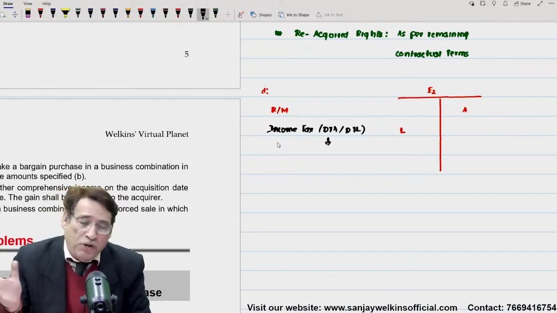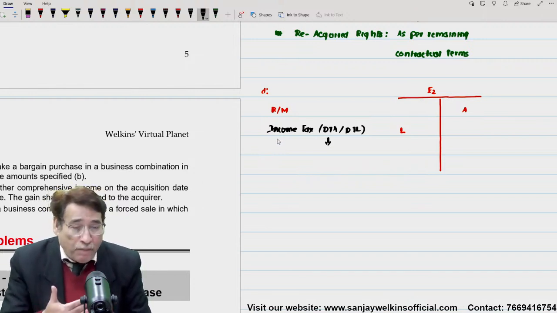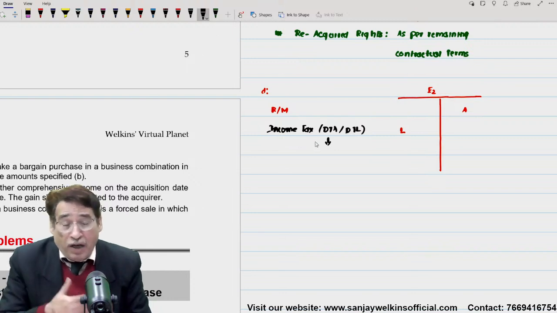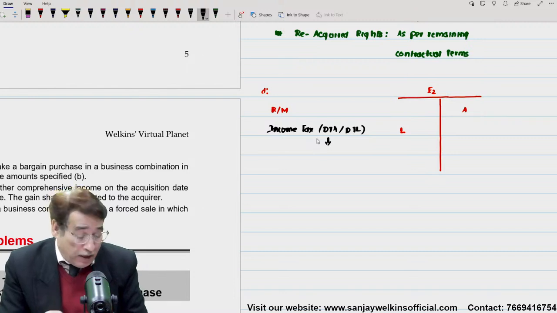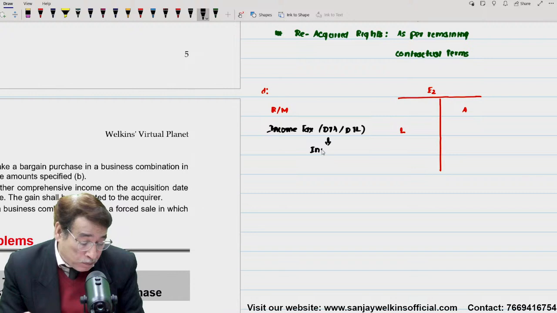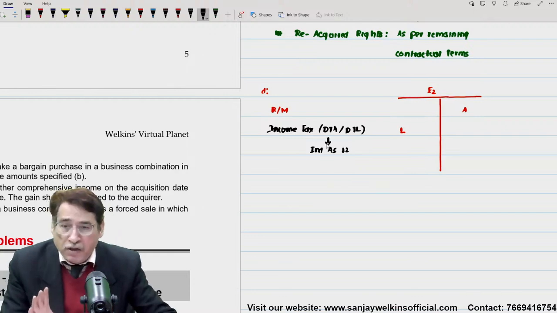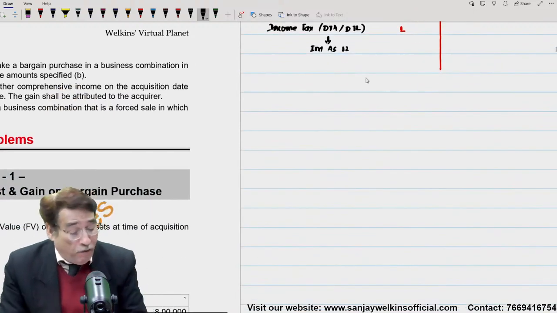That is why it is an exception to recognition principle. Further, we are not recognizing them at fair value. That is why it is also an exception to the measurement principle. Correct? We are going to recognize it as per Ind AS 12. Is it clear to you or not? Is this point clear to everyone? Fine then.